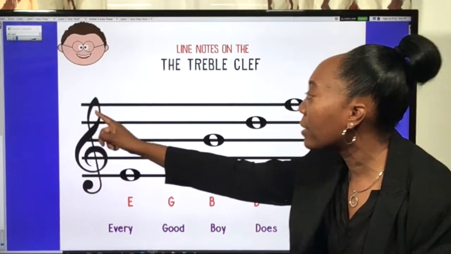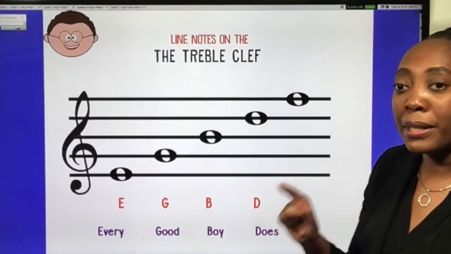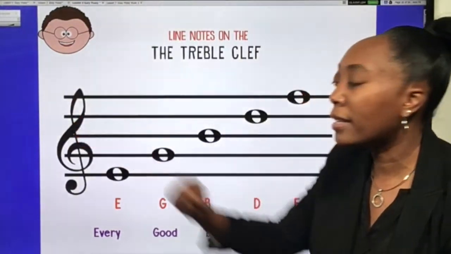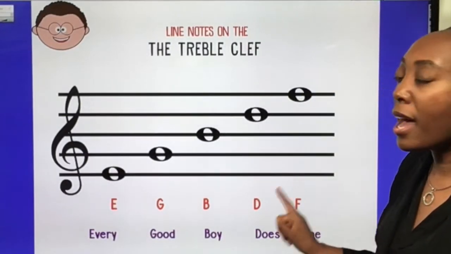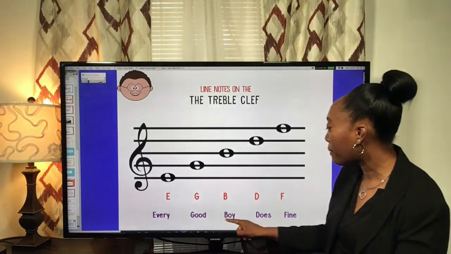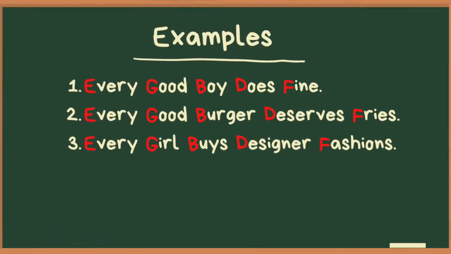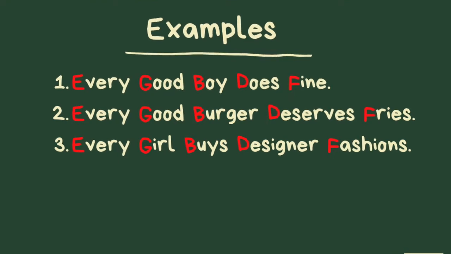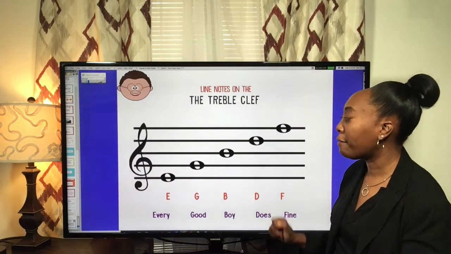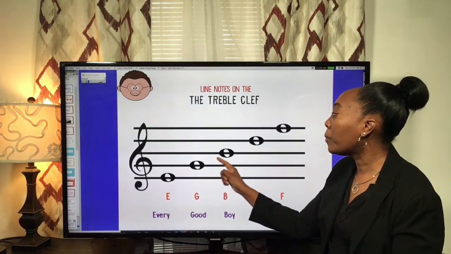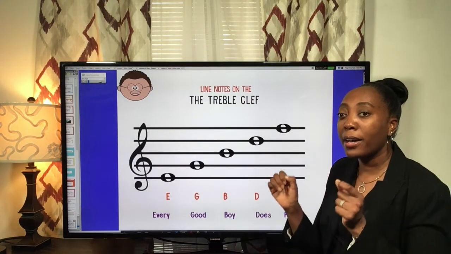And the treble clef is here telling us that this note on the fourth line is going to be note D, D for does. And the treble clef, remember, the clef is our key player here. It lets us know the pitch, that the fifth line will be an F. F for fine. And it's really helpful if you can remember. You can even make up your own sentence. Every good boy does fine, or every good burger deserves fries. Whatever you want to remember, as long as you remember E, G, B, D, and F. And as you can see, the notes are getting what? Higher. Yes, the pitch of each note is getting higher and higher.